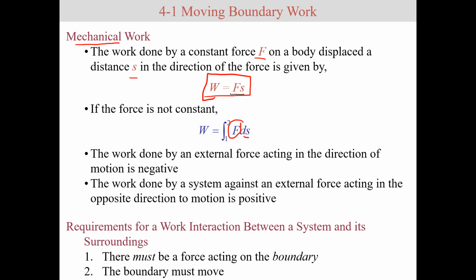So the work done by an external force acting in the direction of motion is negative, and the work done by a system against an external force acting in the opposite direction to motion is positive. Basically, the requirements for work interaction between a system and its surroundings need two things to happen. One, there must be a force acting on a boundary, and two, the boundary itself must move.